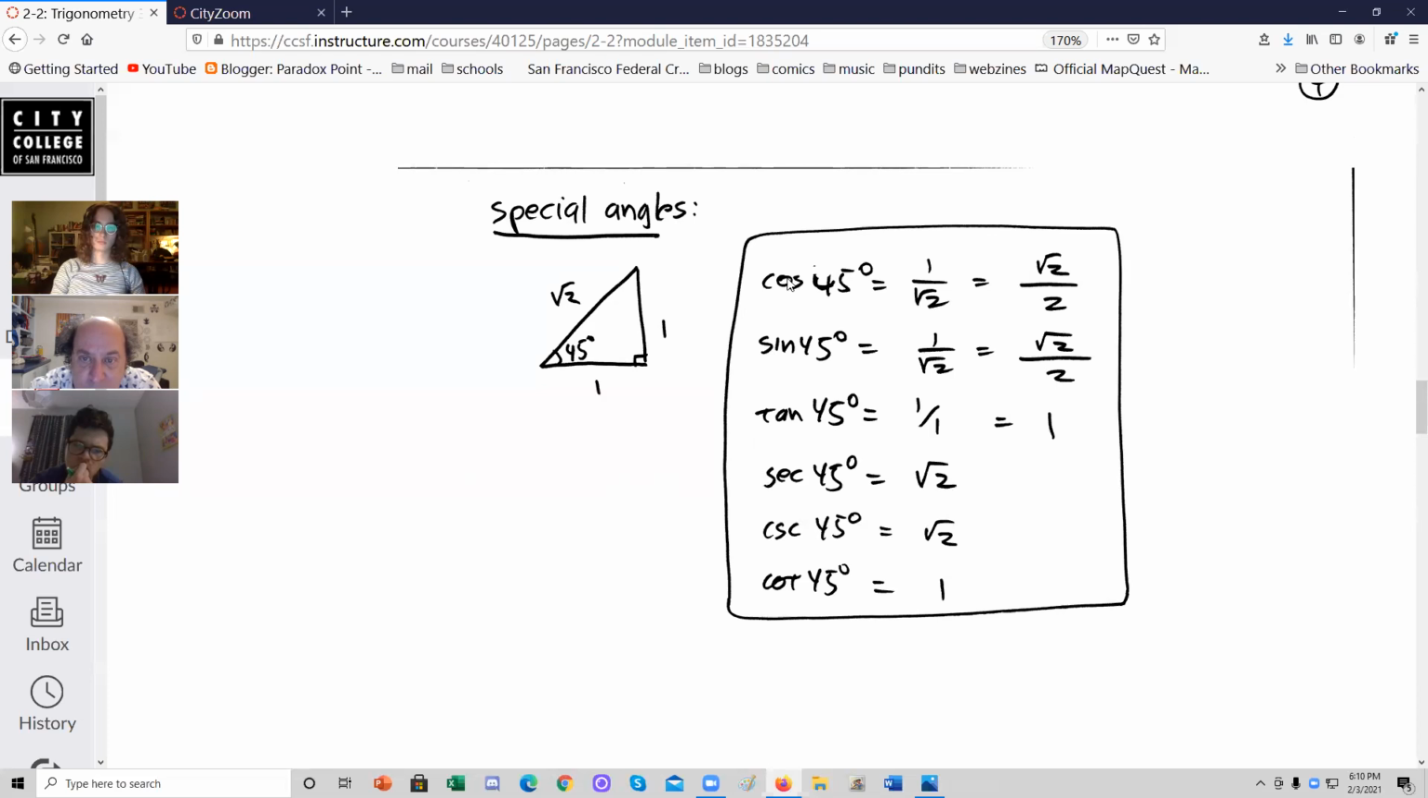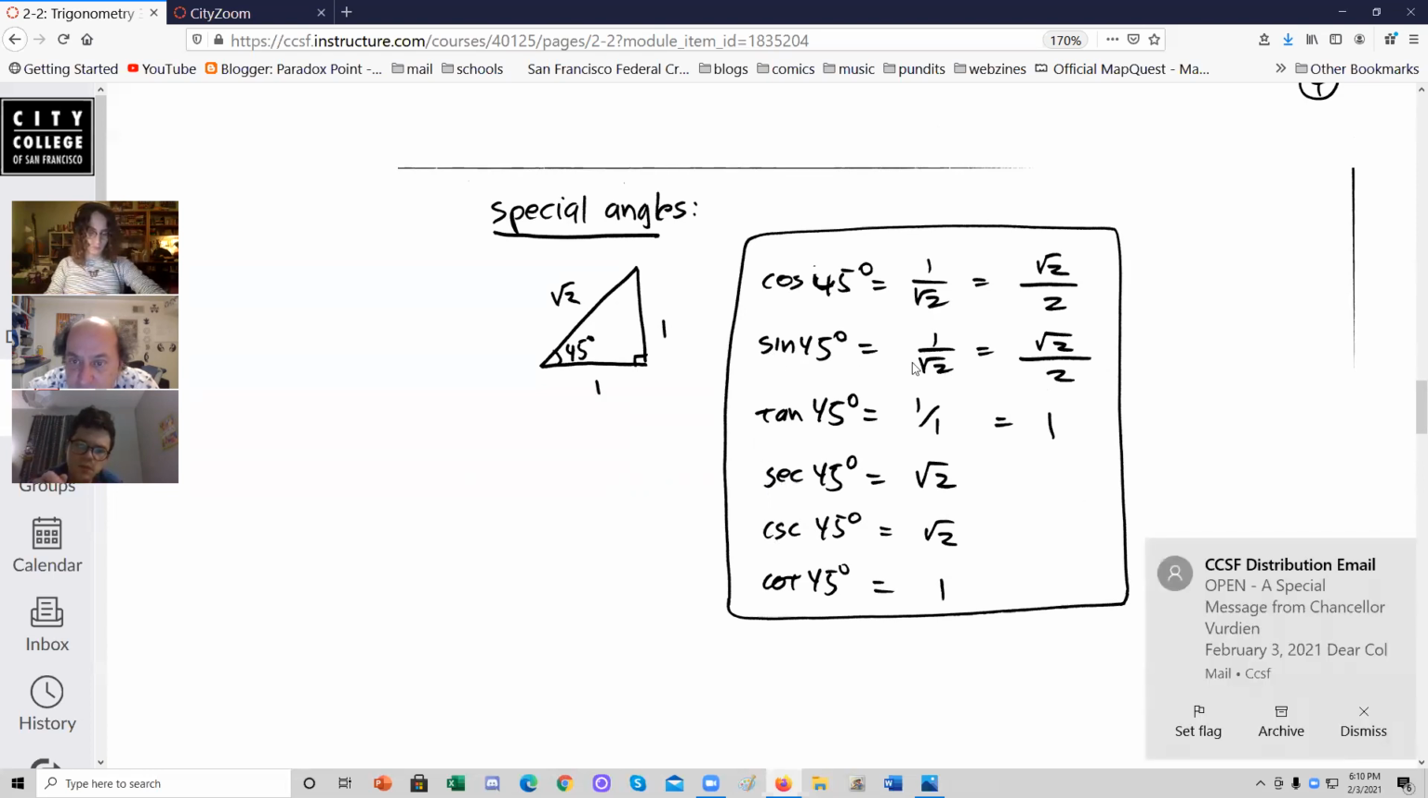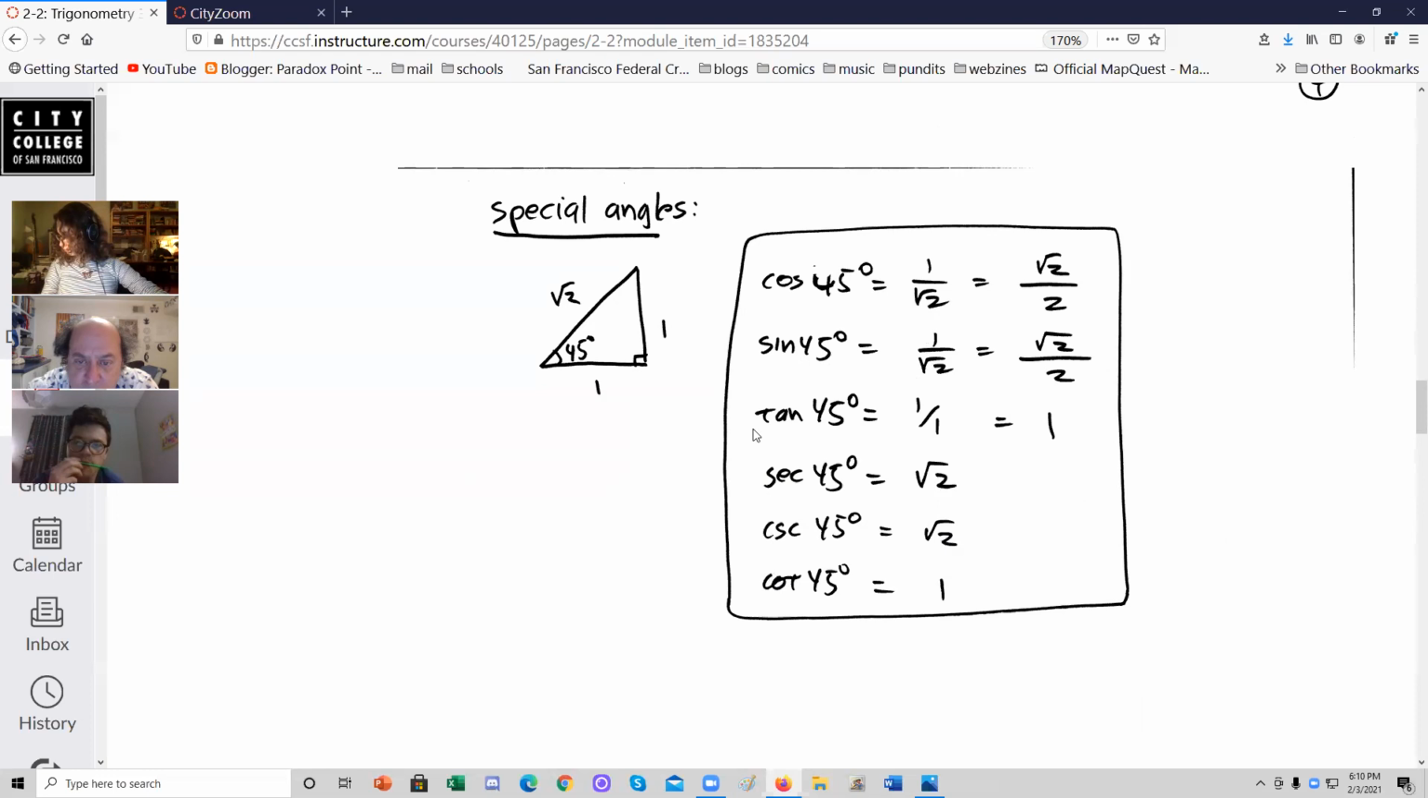Secant is reciprocal of cosine, therefore reciprocal of this, √2. Cosecant of 45 is reciprocal of sine 45, therefore reciprocal of this, again √2. Cotangent of 45 is reciprocal of tangent, reciprocal of 1, which is 1. So here are the values. And I think you don't really need to memorize these values, you just need to remember being able to draw this triangle, and then you can read off the trig functions from it.